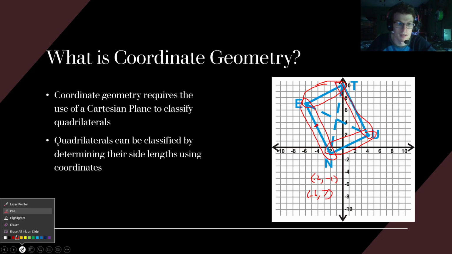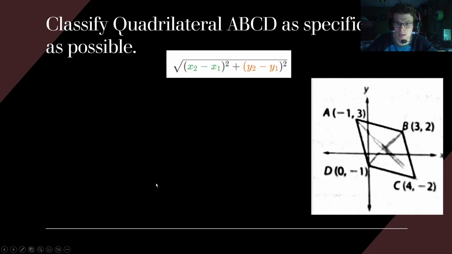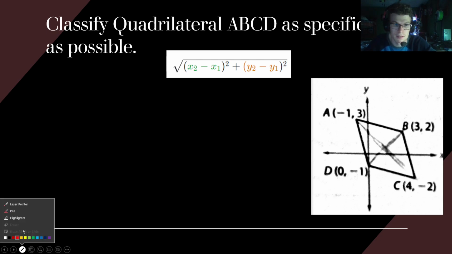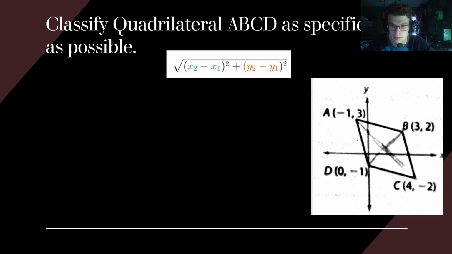So let's do a quick example and then we'll get right into what your assignment pertains to, okay? So classify quadrilateral ABCD as specifically as possible, okay? So here you have A to B. Let's find A to B first.